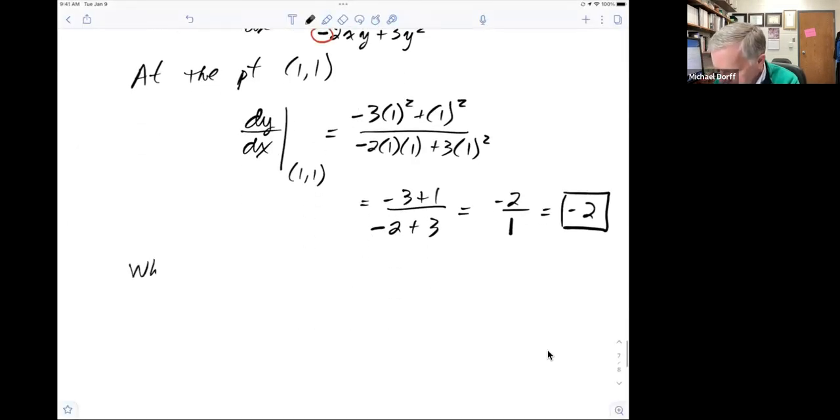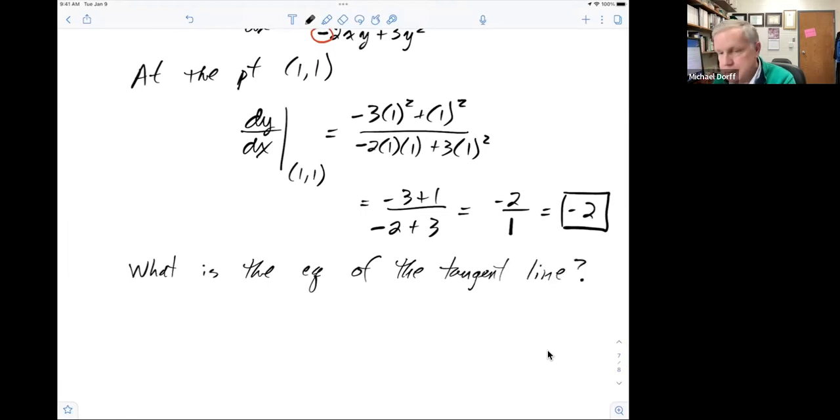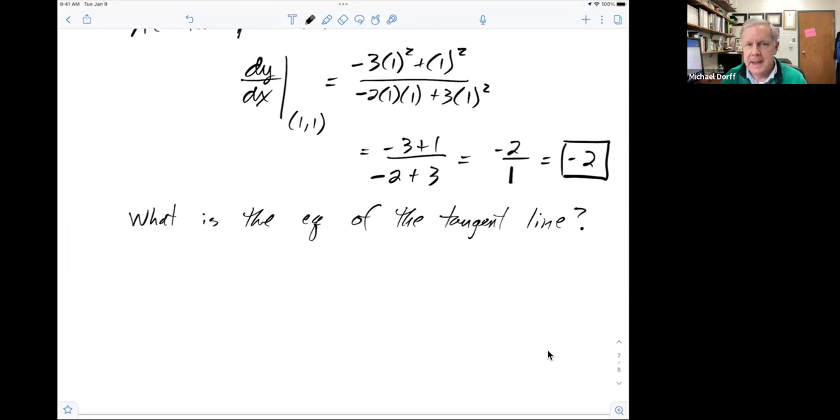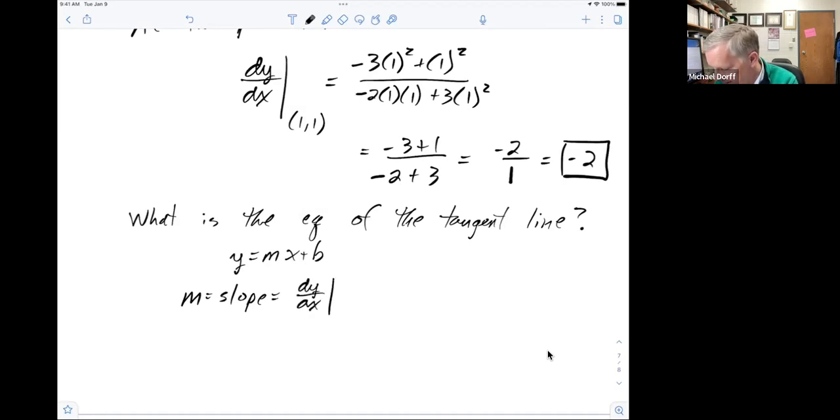Okay, what is the equation of the tangent line? Now the problem didn't ask you to do this, but I want to do this just so you can be reminded how to do it, and so you can see that the line I showed in Desmos is the correct line. So what's the equation of a tangent line? It's going to be y equals mx plus b, where m is the slope, and the slope is the derivative evaluated at that point (1, 1), which we figured out was -2.